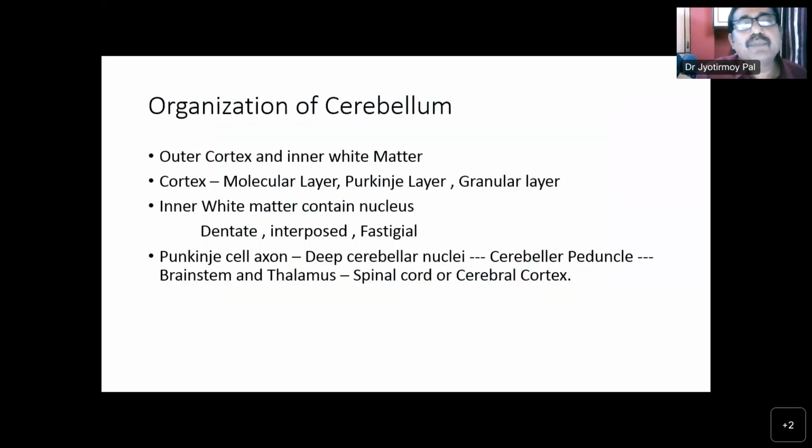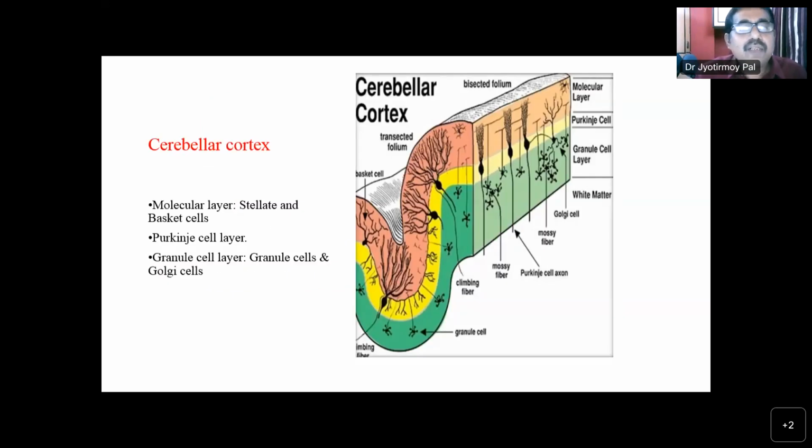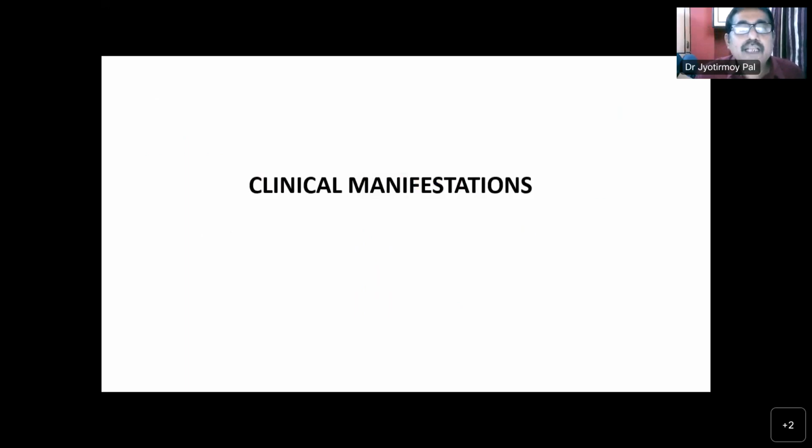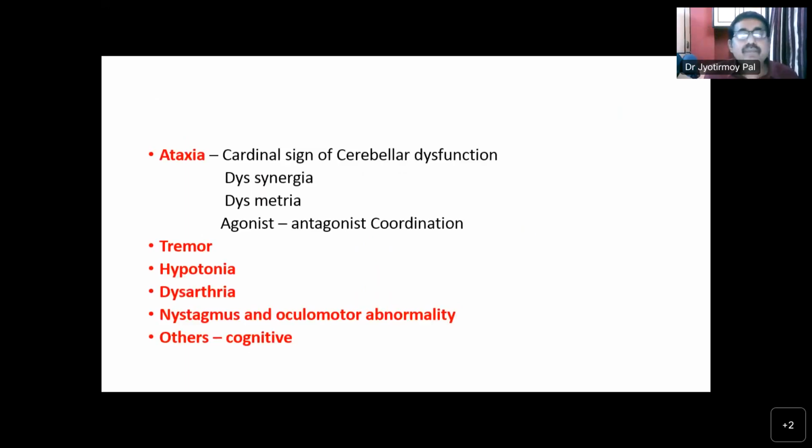As for the organization of the cerebellum, I am not going into the detail. There are three nuclei and three layers. This is complex and not much related to the clinical part, so I am skipping this aspect. Now we are coming to the clinical manifestation.